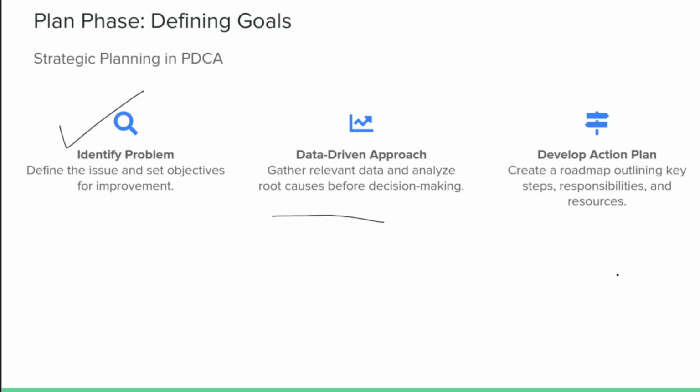Finally, a strategic action plan is developed, detailing the necessary steps, responsibilities, and resources required for the implementation. So, identifying the problem, after that, gathering of the data related to the problem, and development of the action plan. Now, by establishing a well-defined plan, businesses increase their chances of successful execution in the next phases of PDCA.